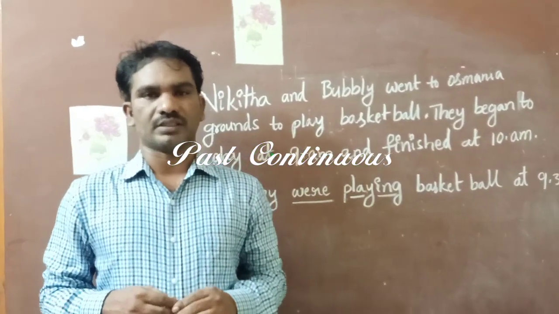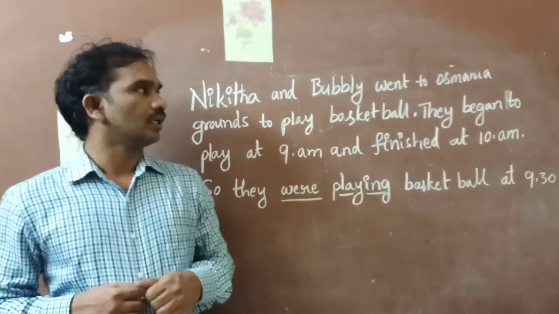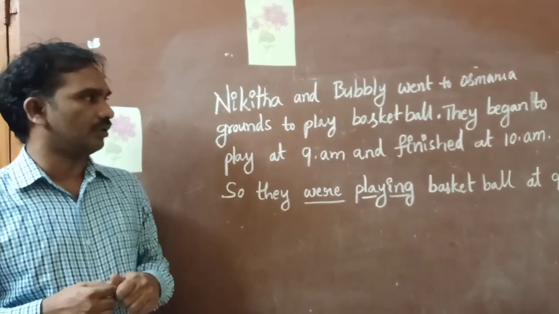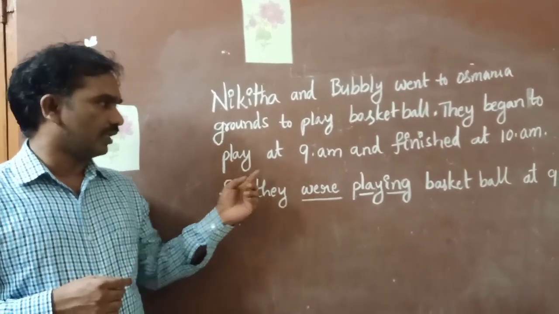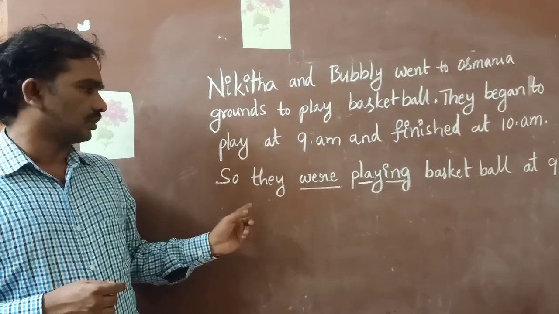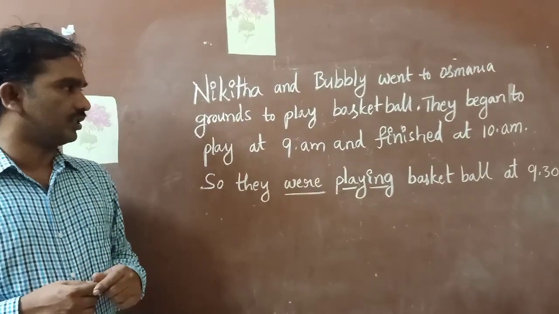Before we start our lesson, let's look at a short story about two girls. Nikita and Bubbly went to Usmania grounds to play basketball. They began to play at 9 a.m. and finished at 10 a.m. So they were playing basketball at 9:30.